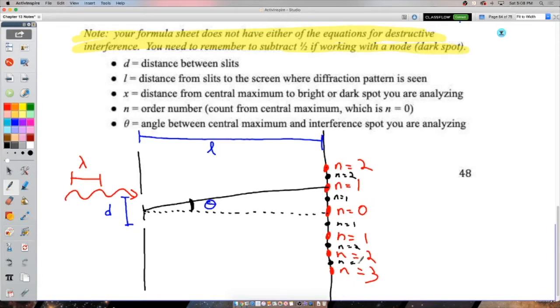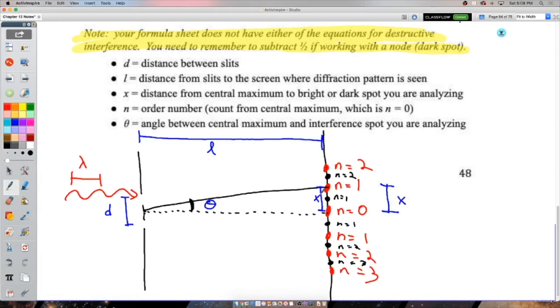It's just that when you plug those in, you're going to have to think about subtracting 1/2, okay? The last thing I didn't talk about here is x. The x is the distance over here from your central maximum to where your bright spot or your dark spot appears, okay? So this is x, or this is x.